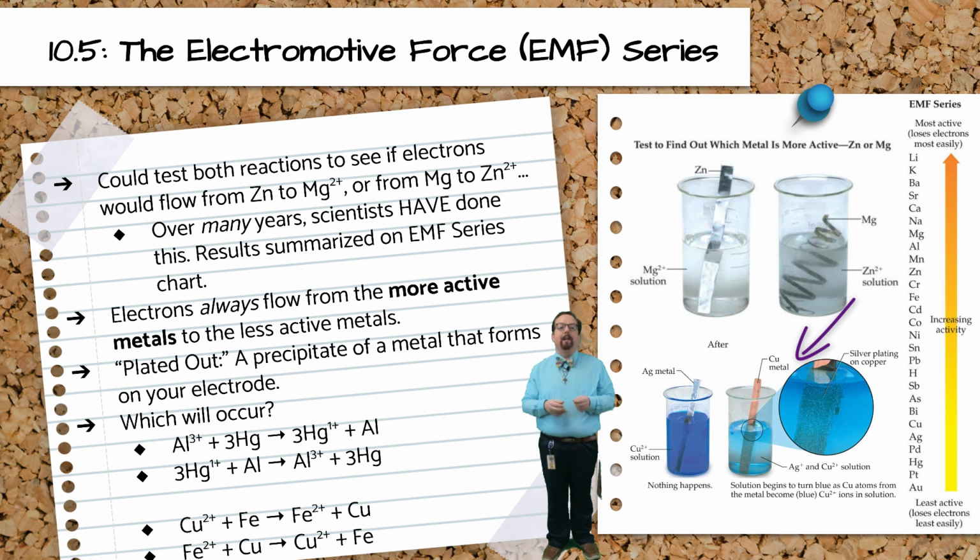So silver metal in a copper ion solution does nothing. But copper metal in a silver ion solution converts the silver ions into a nice pretty silvery metal and the copper metal into copper ions.